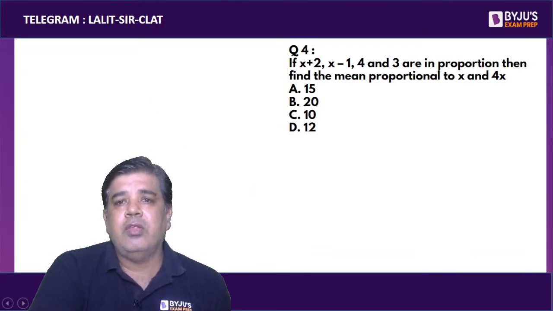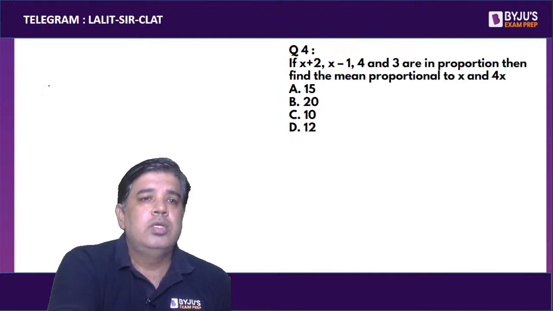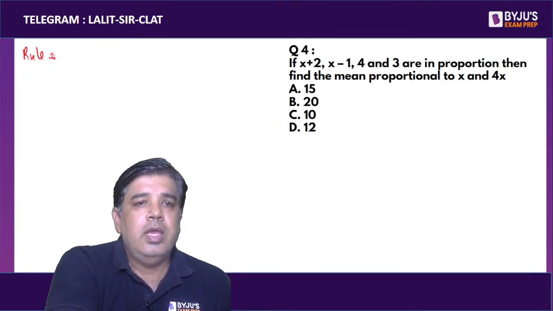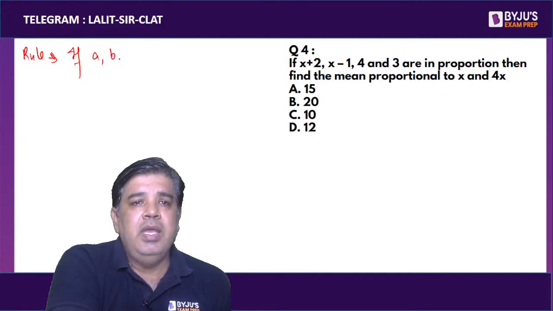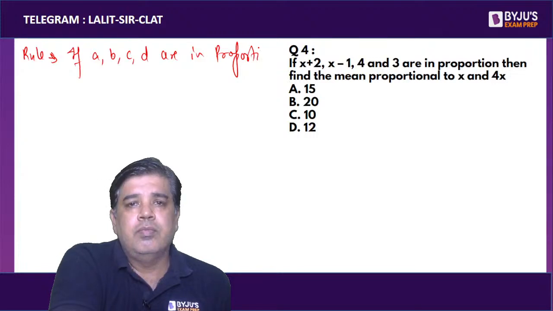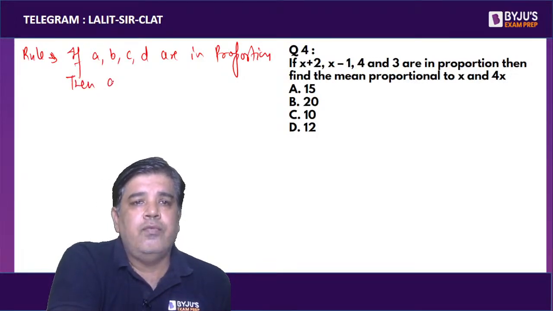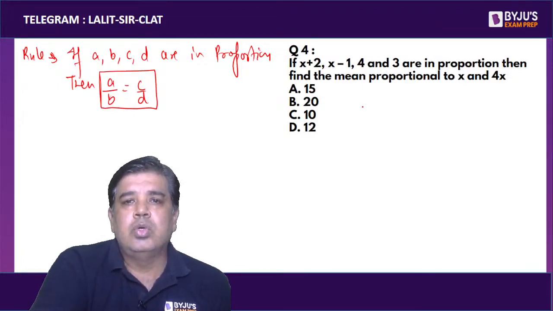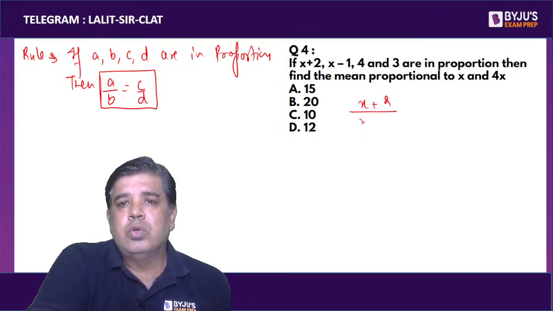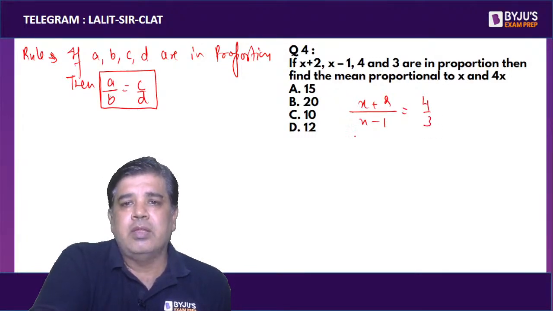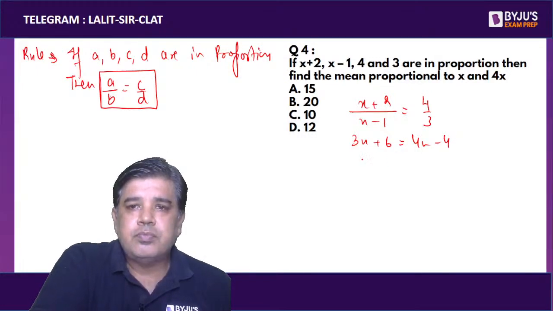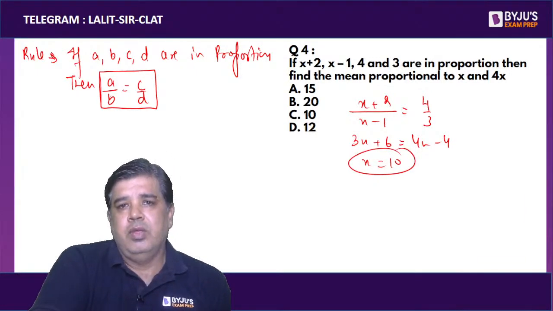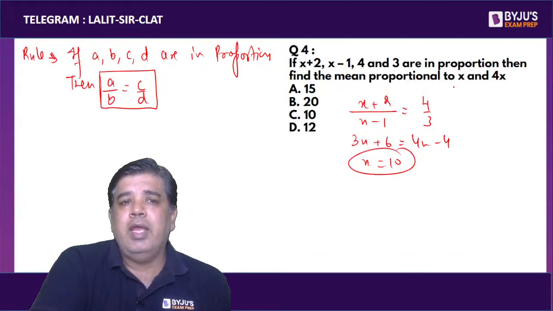X plus 2, x minus 1, 4 and 3 are in proportion. Students, let me tell you the rule. If A, B, C, D are in proportion, then the ratio of A by B and C by D is always the same. So we will say that x plus 2 over x minus 1 is 4 by 3. 3x plus 6 is equal to 4x minus 4. So x is 10.